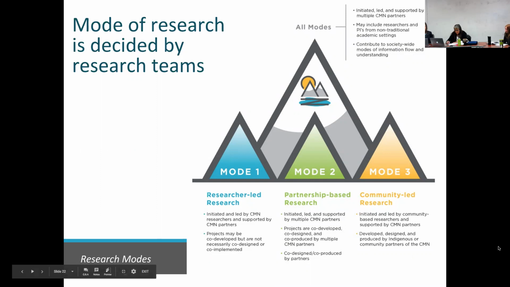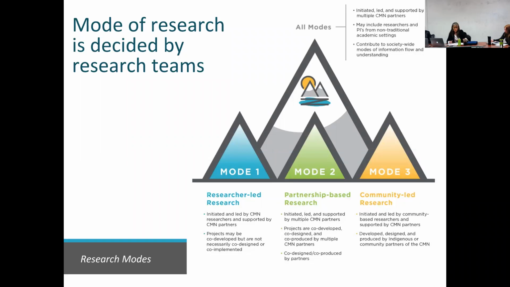Also, when would CMN advance a Mode 1 project? That would be research from a network and partner organization-led project that addresses a pressing need for information that has been identified by network partners and includes researchers.